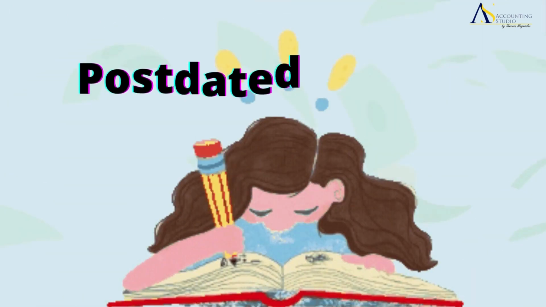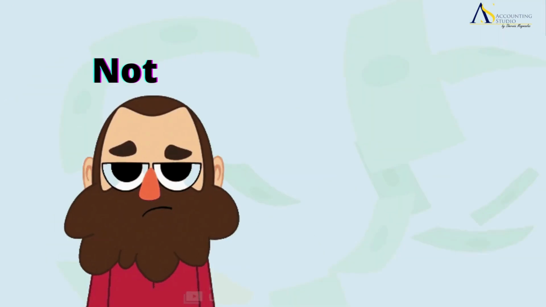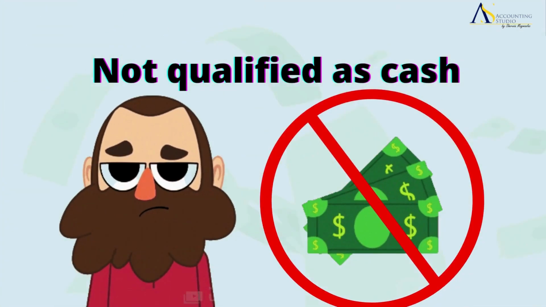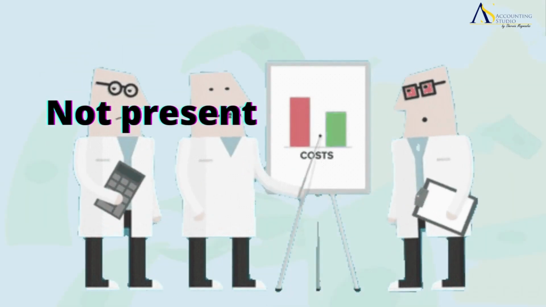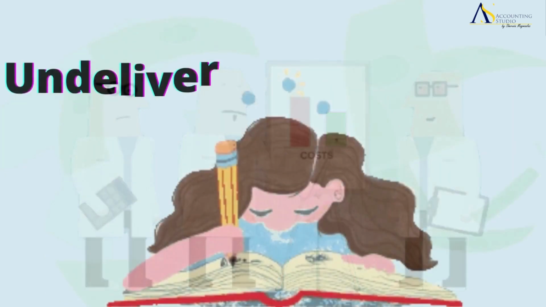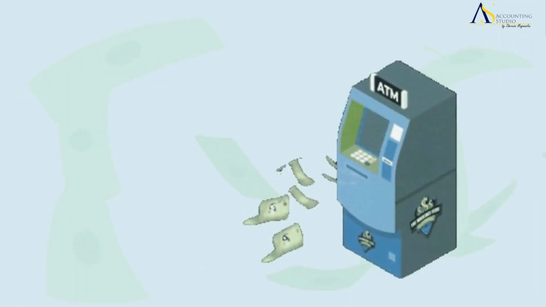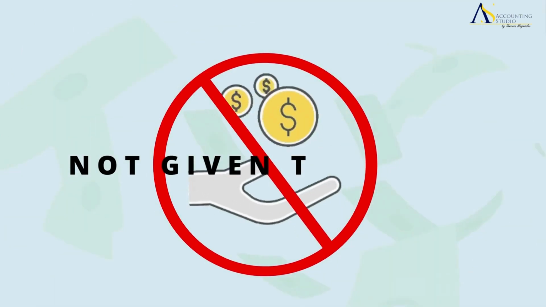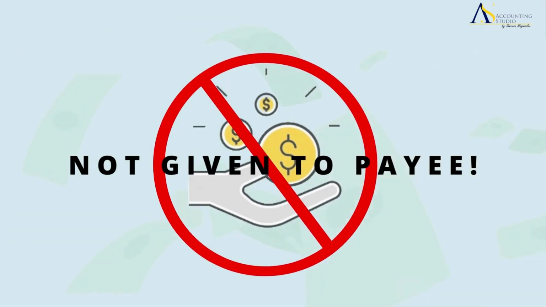Another is post-dated checks. Take note that post-dated checks received by an entity do not qualify as cash because post-dated checks are not presently available for immediate use. Also, undelivered and released checks, which refers to one merely drawn and recorded, but not given to the payee before the end of the reporting period.